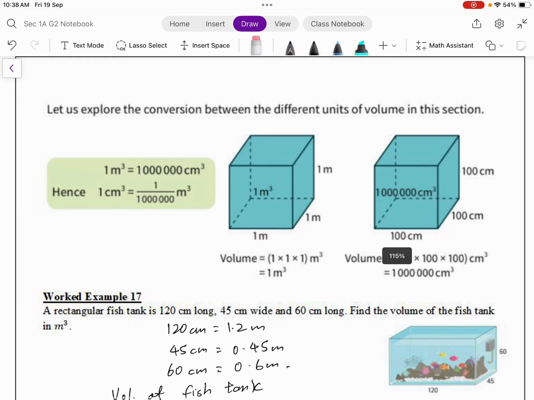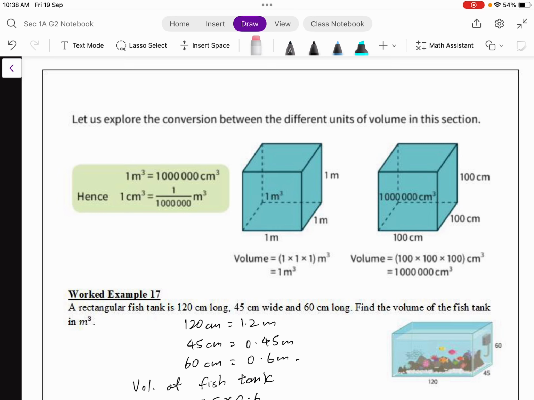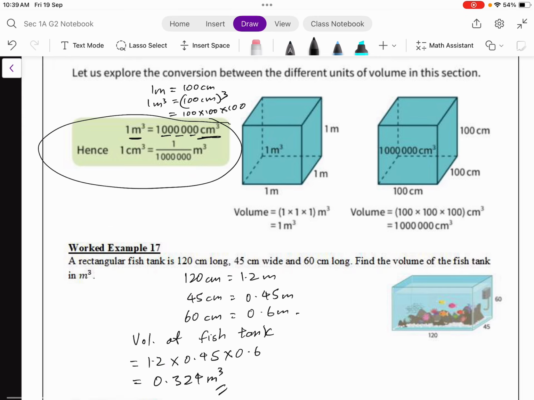But before that, let's look at how to convert between meter cube and cm cube. Okay, so we know that 1 meter is 100 cm, right? So 1 meter cube is 100 cm to the power of 3. So 100 times 100 times 100. This is why it is 1 million. Okay, so please write this down somewhere so that you know that it exists.